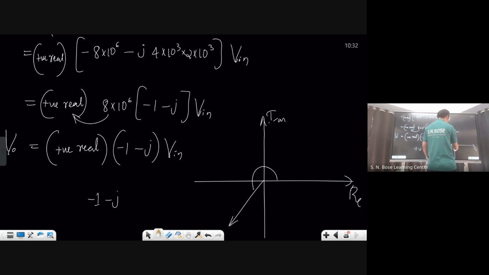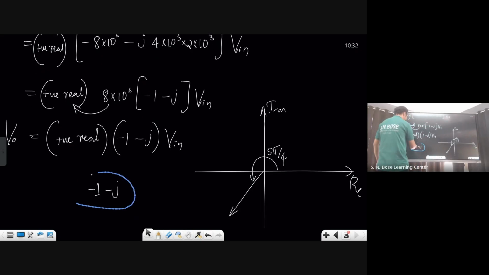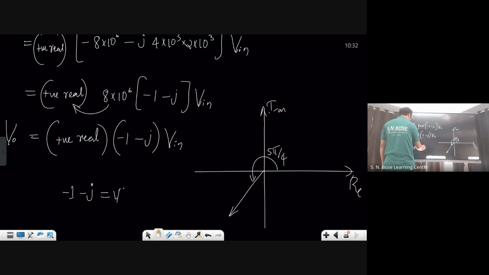Now what is that one? That is 5 pi by 4: pi by 4, 2 pi by 4, 3 pi by 4, 4 pi by 4, 5 pi by 4. That is 5 pi by 4. You got the point. So check this out: root 2 e power j 5 pi by 4.